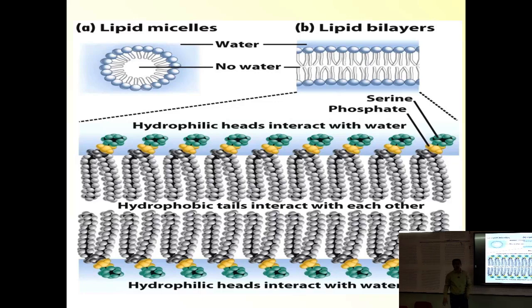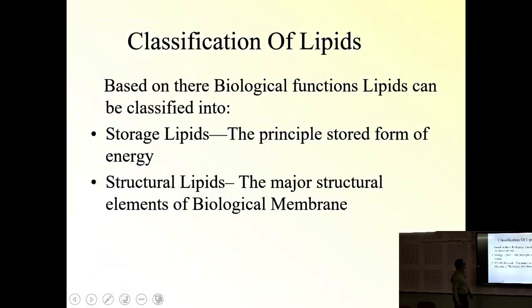Now, two terminologies come, hydrophobic and hydrophilic. Philic means it loves water. Phobic means it hates water. So, hydrophobic tails interact with each other. So, the movement of proteins and other molecules, or transmembrane movement, is possible. Okay. Now, classification of lipids, we will get on.